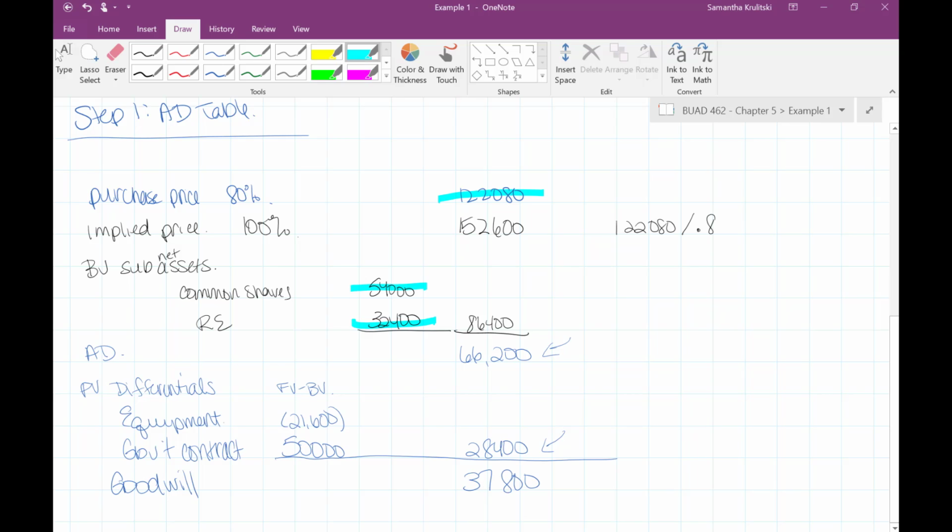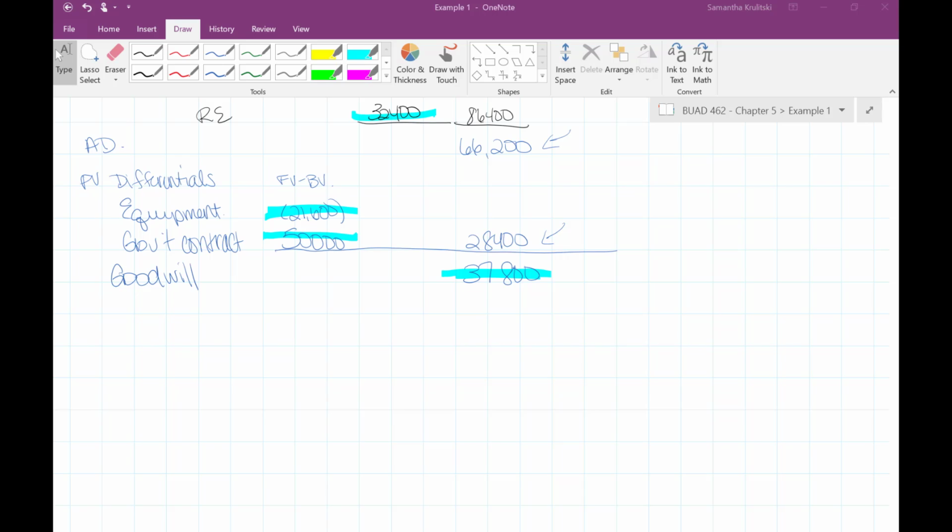Now just to go back and do some highlighting, we know we need to include this government contract on our balance sheet. So we're going to highlight that in blue. We also know that we need to make an adjustment to the fair value for this equipment for that $21,600. So we're going to highlight that in blue. The other adjustment we're going to need to make is goodwill. So we're going to highlight that in blue because it's going to hit our balance sheet.